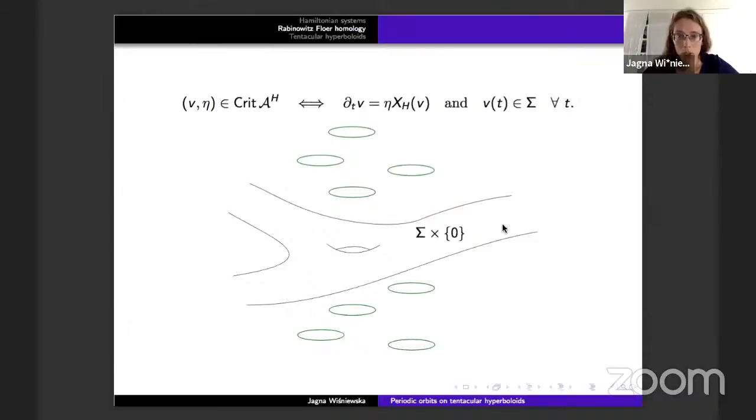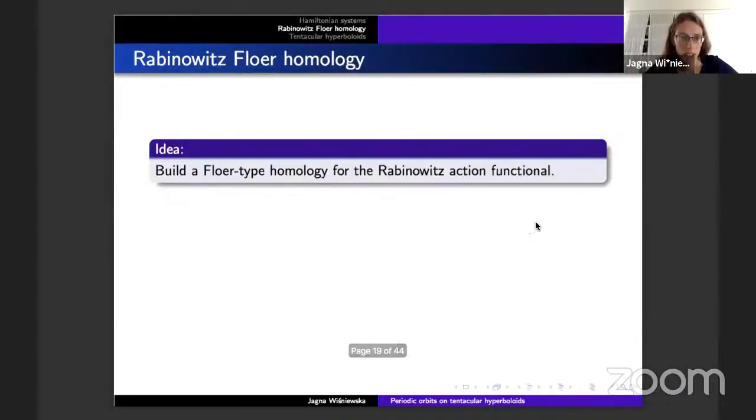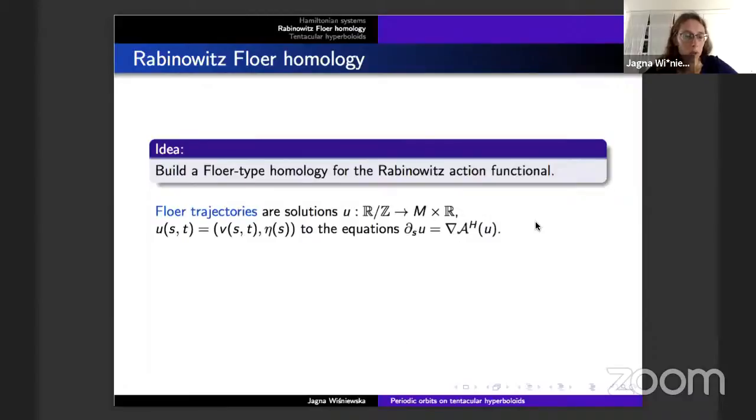For those of you who are familiar with Floer theory, you can already spot the differences from the original Floer setting, because we have our critical points non-isolated, but appearing rather in families of manifolds. So that's the first difference to observe. So what's the idea? The idea is to build a Floer type homology for this Rabinowitz action functional. And how do we do that? Well, we try to mimic what we know from the Floer theory, meaning we start with Floer trajectories as building blocks.